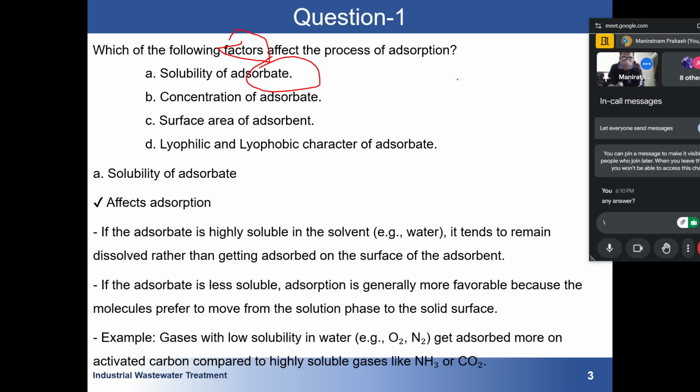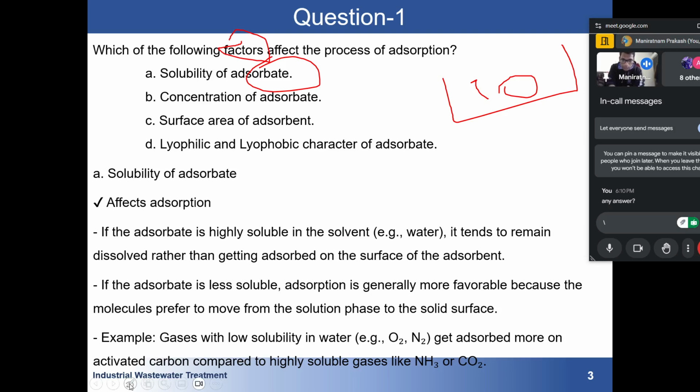It's simple. If we have added some solid, then whatever contaminant is there should have some kind of attraction or affinity toward this solid. If there is no affinity toward that solid, then it will remain in water as it is. It won't get adsorbed. If the adsorbate is less soluble, adsorption is generally more favorable because molecules prefer to move from the solution phase to the solid phase. It is not so much in the dissolved form, so there are high chances that the contaminant will get adsorbed on the surface of this adsorbent.